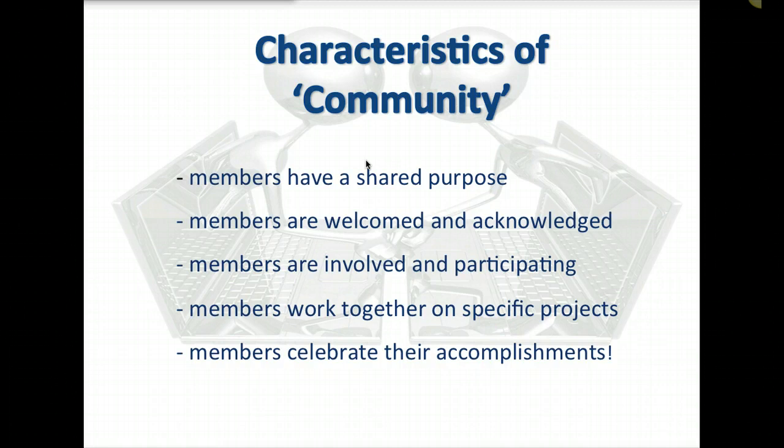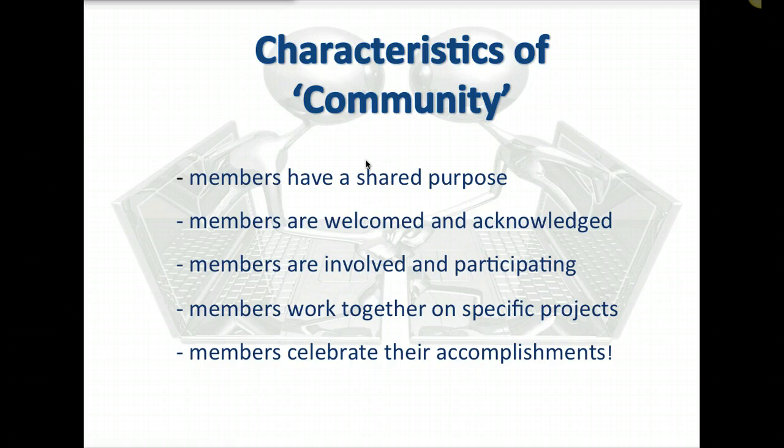In a community, members are involved and they participate. So just because we're online doesn't mean we cannot interact with each other, but it may be different. We need to find exercises and activities and resources that help students get involved and feel like they're part of that class and part of accomplishing the purpose of the class.